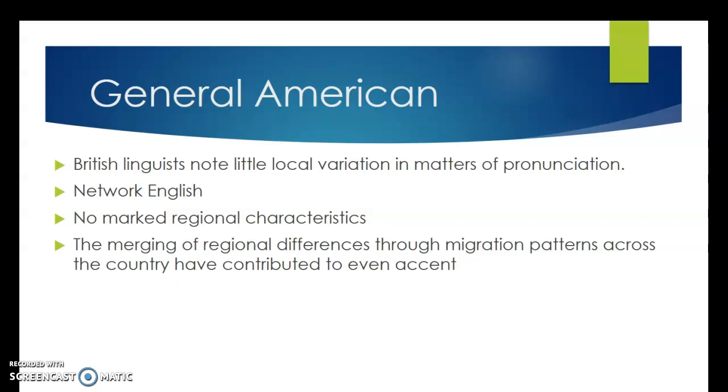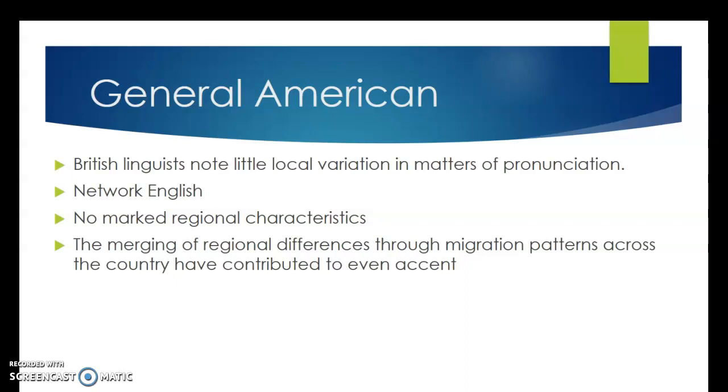The linguists claim that there are no marked regional characteristics in General American. That is to say, if you were to speak to someone with a General American accent, you wouldn't be able to pinpoint where they come from. Americans travel a lot, we migrate, and linguists point to this tendency as a reason that the accent is so even.